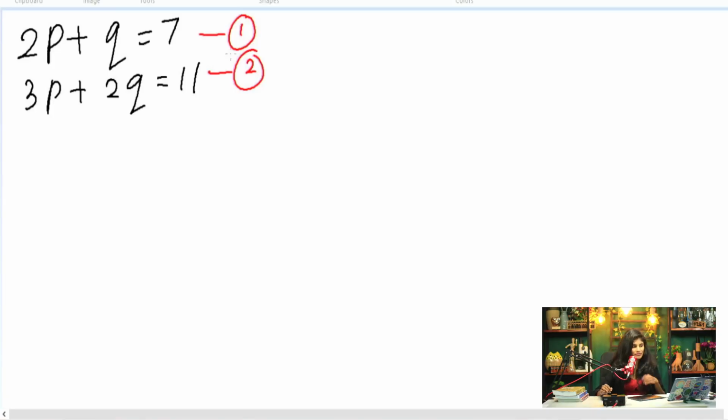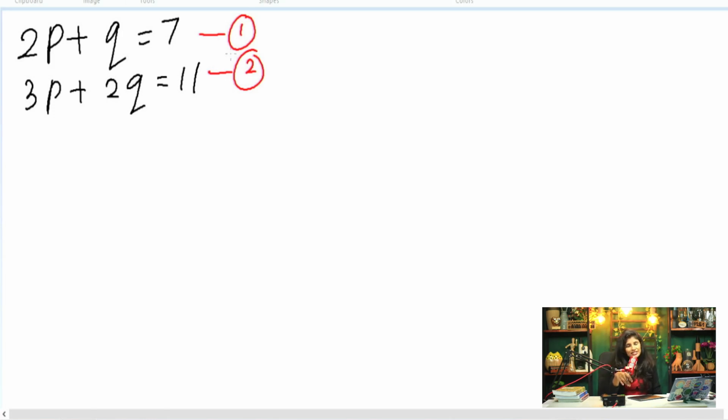This is my first equation: 2p plus q equals 7. And 3p plus 2q equals 11. So here, in the two equations, we don't have the same quantities. That means for the p variable, in equation 1 we have 2p and in equation 2, 3p. For q, we have q and 2q. Those are not equal.